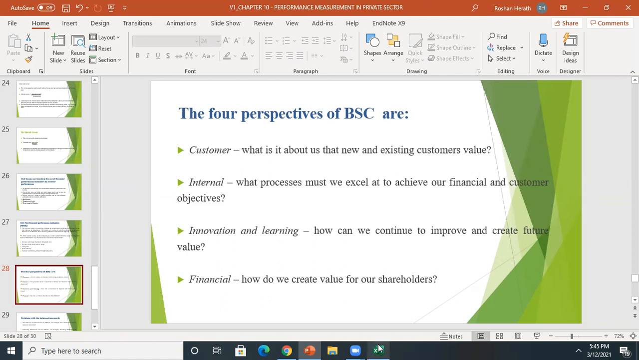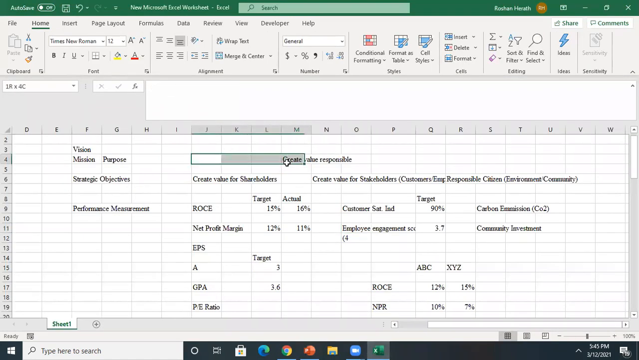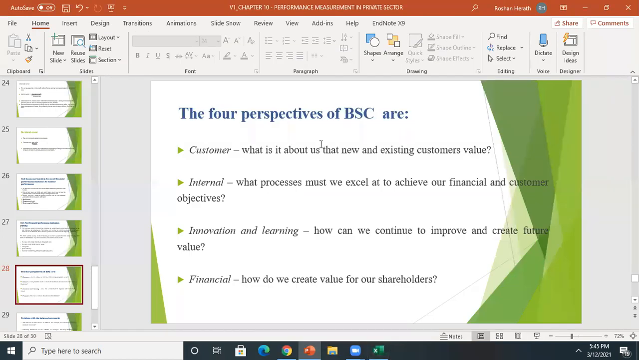Right? So therefore, in the performance measurement, the most important thing is the vision, mission, purpose, the strategic objectives. This balanced scorecard helps you to successfully pursue the purpose of an organization, to successfully pursue the strategic objectives of an organization. That's what this perspective, this balanced scorecard would help you with. So you can see that it combines the financial performance indicators and non-financial performance indicators.